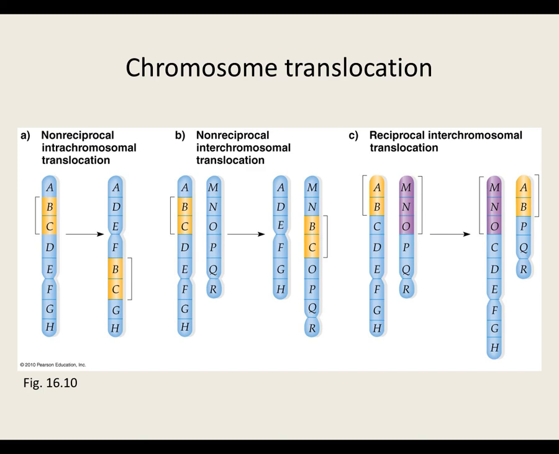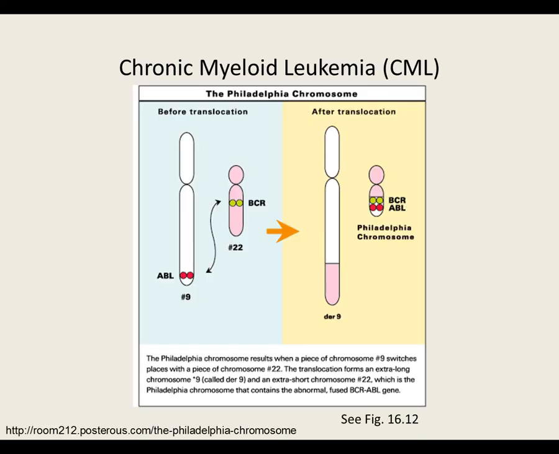Translocations, inversions, and deletions and duplications can all cause a problem called a break point. The point at which the chromosome breaks and then reattaches may cause a problem if there's a gene in that area. So let's take a look at an example.